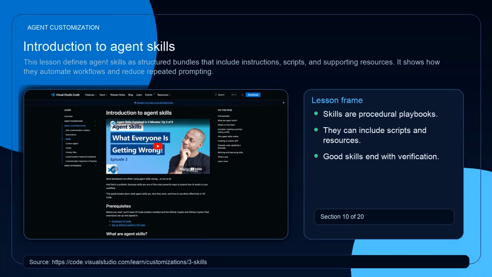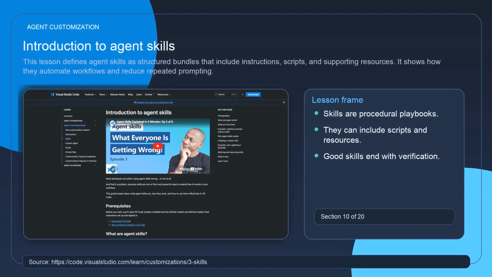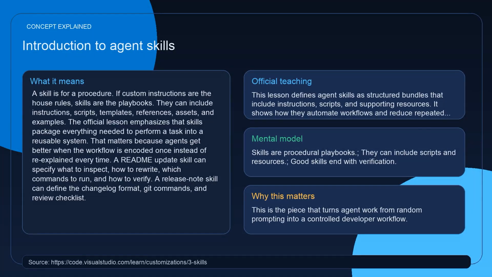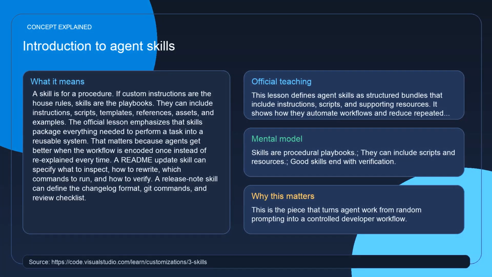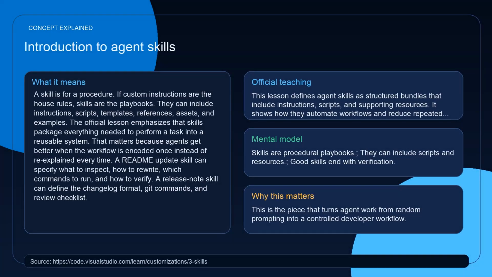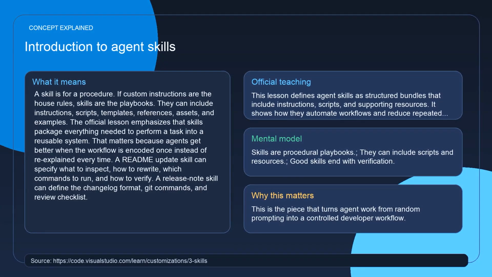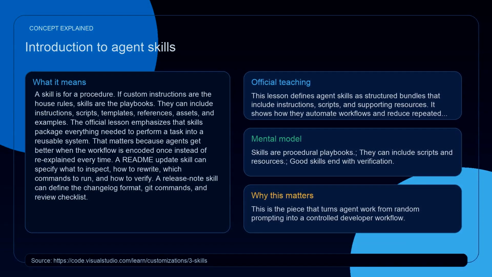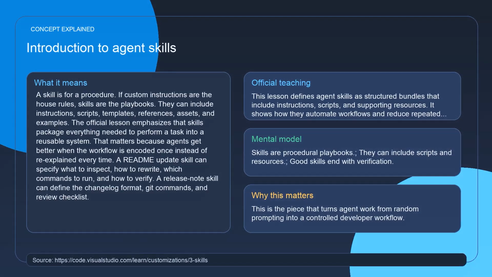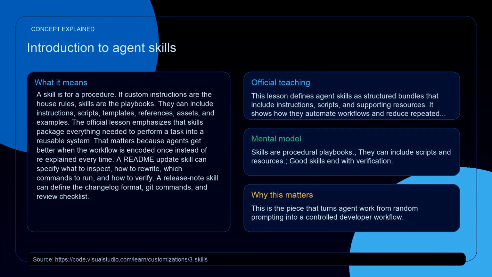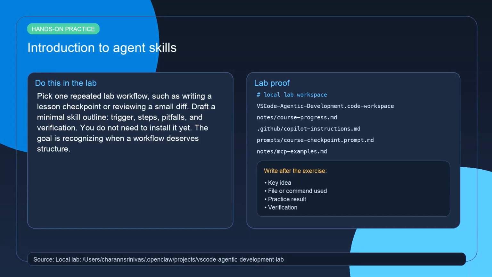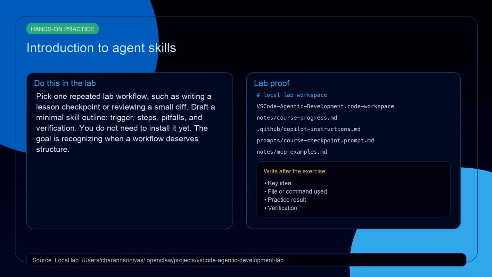A skill is for a procedure. If custom instructions are the house rules, skills are the playbooks. They can include instructions, scripts, templates, references, assets, and examples. The official lesson emphasizes that skills package everything needed to perform a task into a reusable system. That matters because agents get better when the workflow is encoded once instead of re-explained every time. A README update skill can specify what to inspect, how to rewrite, which commands to run, and how to verify. A release note skill can define the changelog format, Git commands, and review checklist.